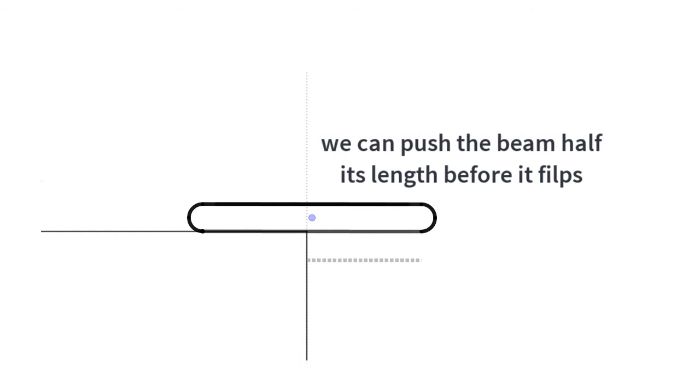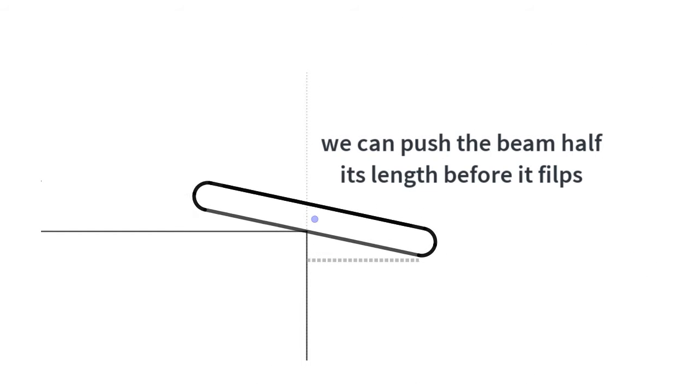So now it's much easier to answer the original question of how far we can push the beam before it falls over. Let's assume that the right end of the beam was in line with the edge of the table. Then basically we can push the beam 1/2 of its length before our center of mass reaches the edge. So we can push the beam 1/2 of its length before it begins to fall over.